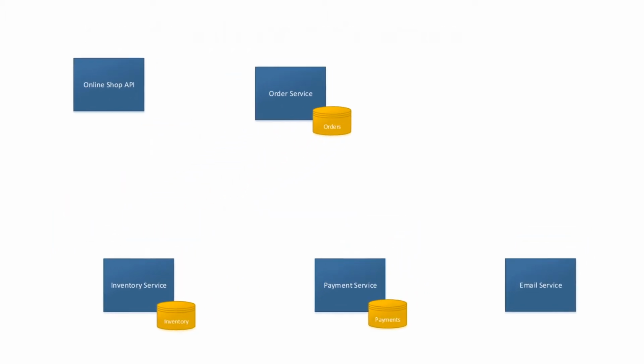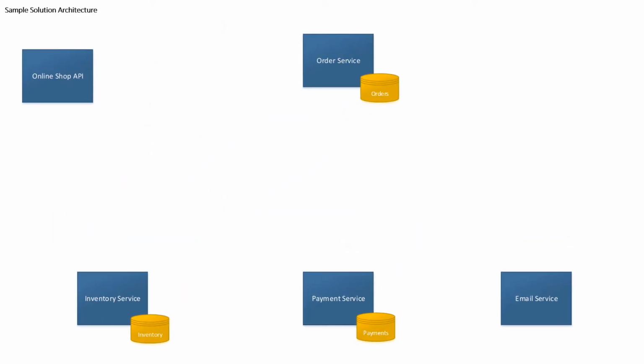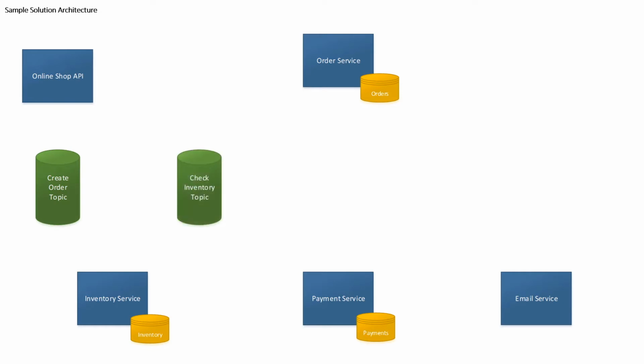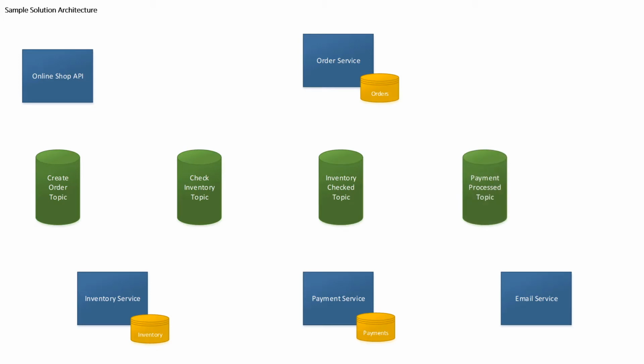Now let's see a complete data flow through our system. In order to provide an asynchronous communication channel for our microservices, we will create 4 service bus topics. The topics will be create order topic, check inventory topic, inventory check topic, payment process topic. These topics represent the logical steps required in order to complete an order. There could be more steps in a realistic scenario, but for a POC, these will suffice.